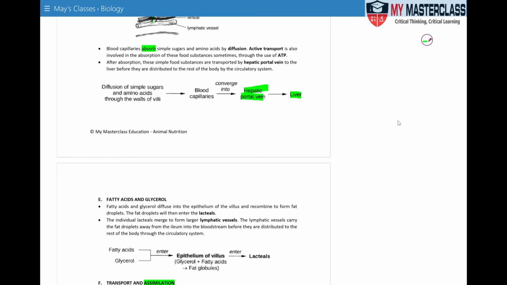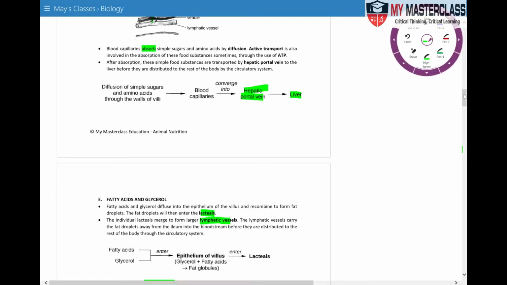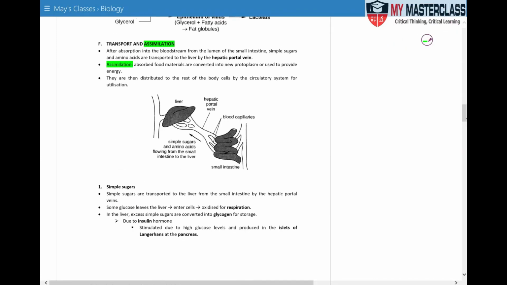Okay, now what about your fatty acids and glycerol? For fatty acids and glycerol, they will enter into the lacteals as we saw earlier on, and from the lacteals they will then enter into the lymphatic vessels, whereby they are carried throughout the circulatory system itself. Okay, so coming down to the next part here, transportation and assimilation is what we call for the hepatic portal vein.